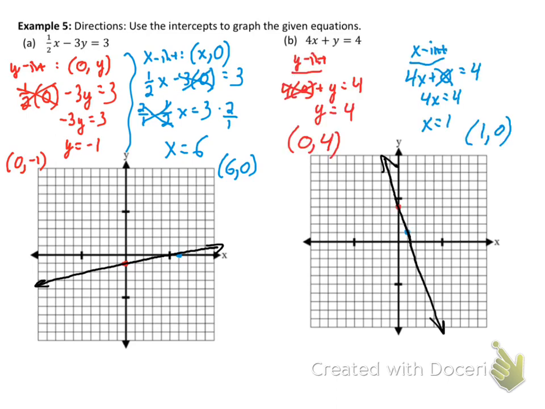Alrighty, so there's the graph for our last example. Make sure your intercepts are correct. Make sure that straight line is there, your arrows are there, signifying that it goes on for infinity. Use a ruler if you got it. Just make sure your lines are looking straight.